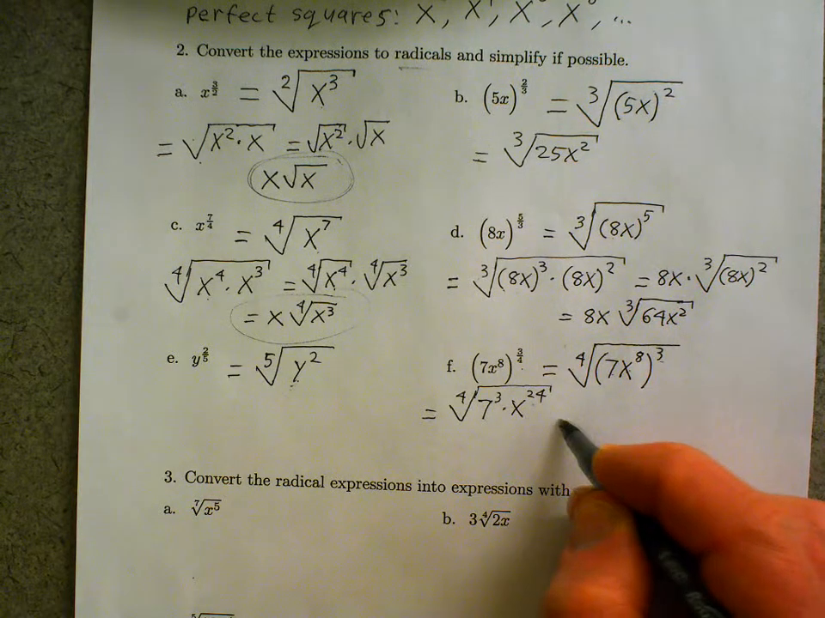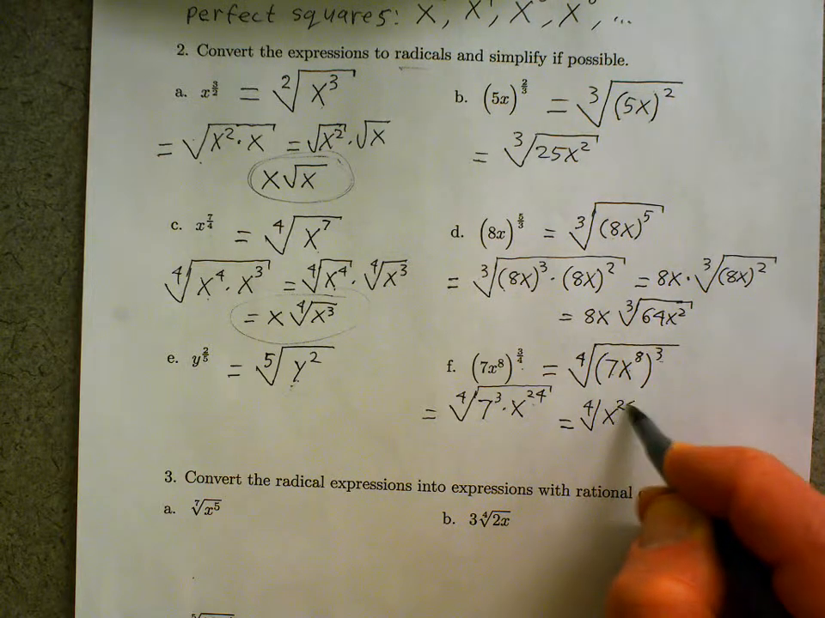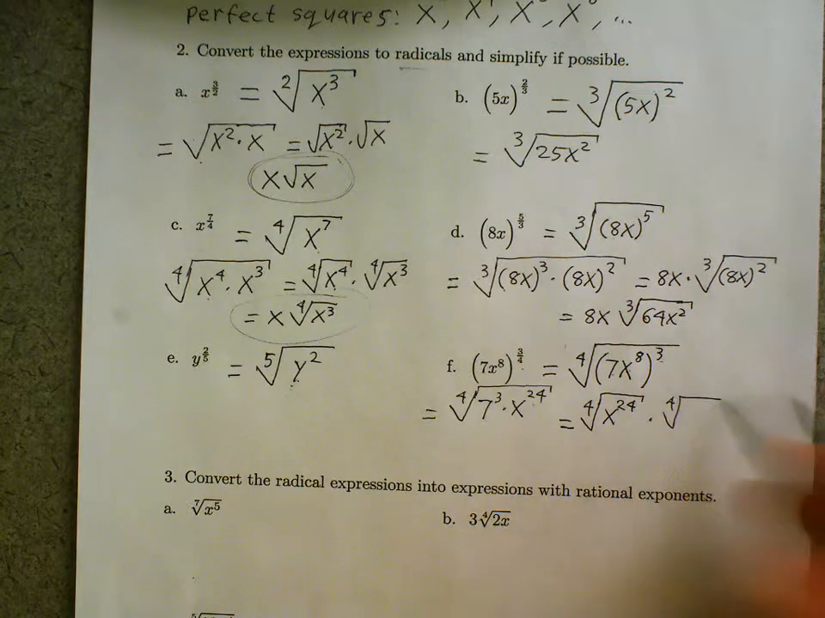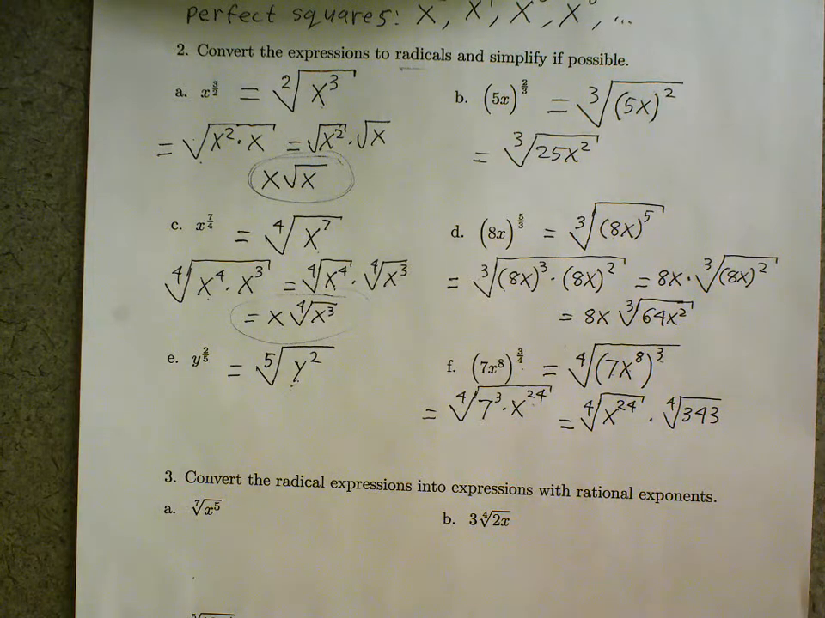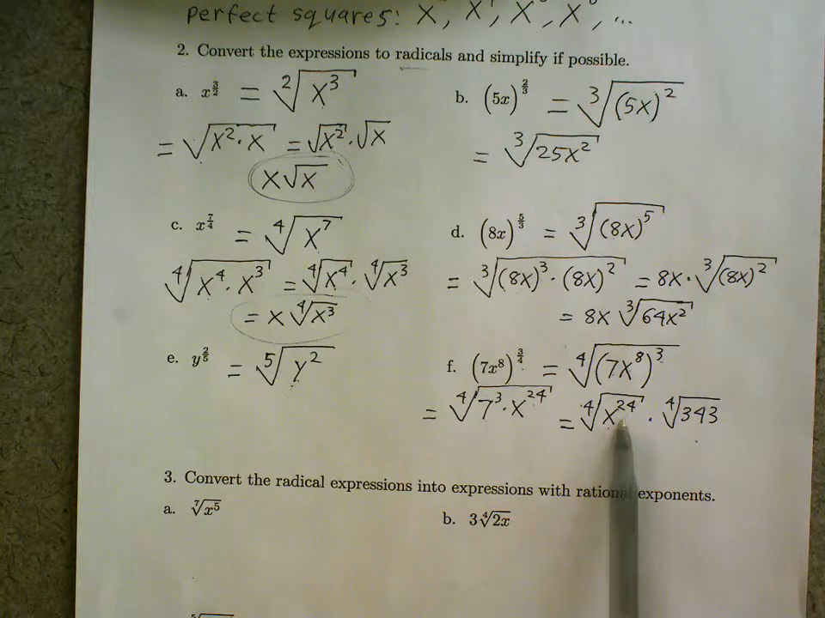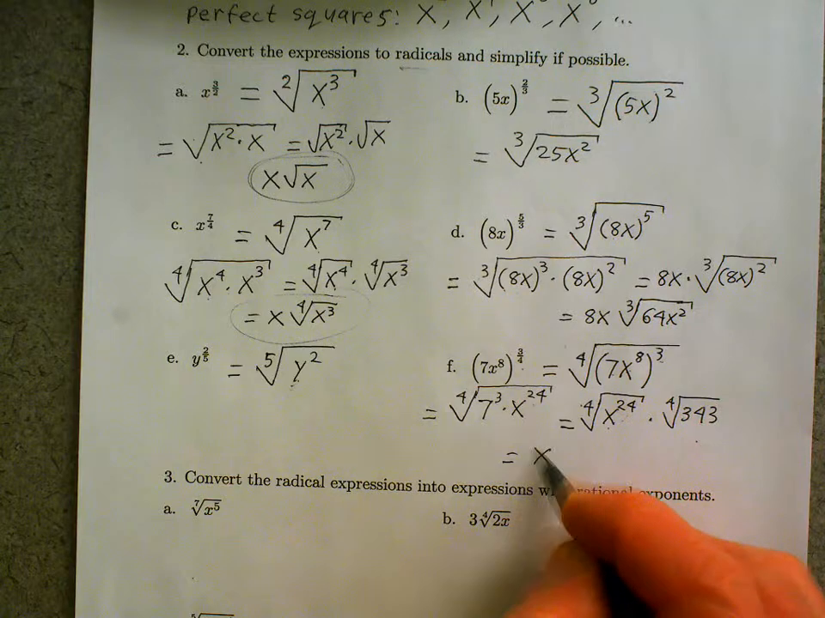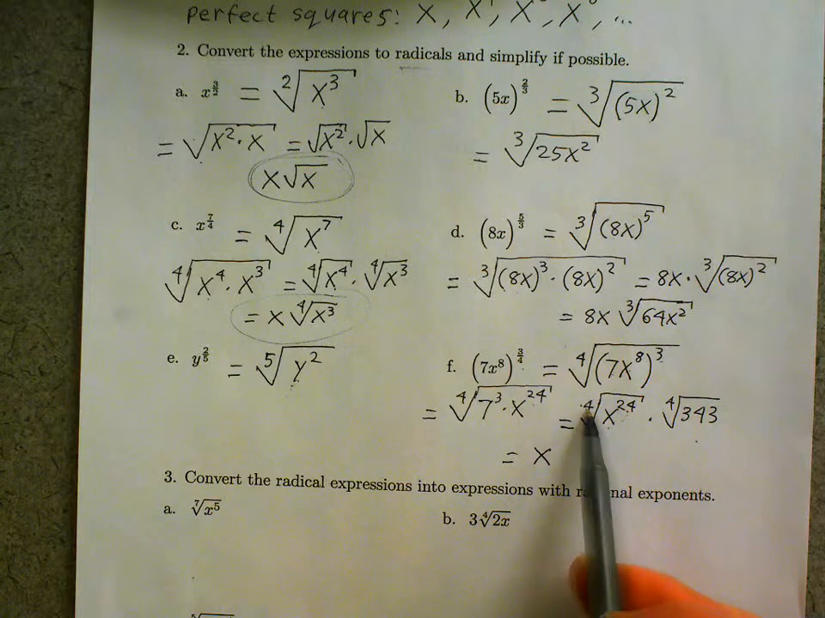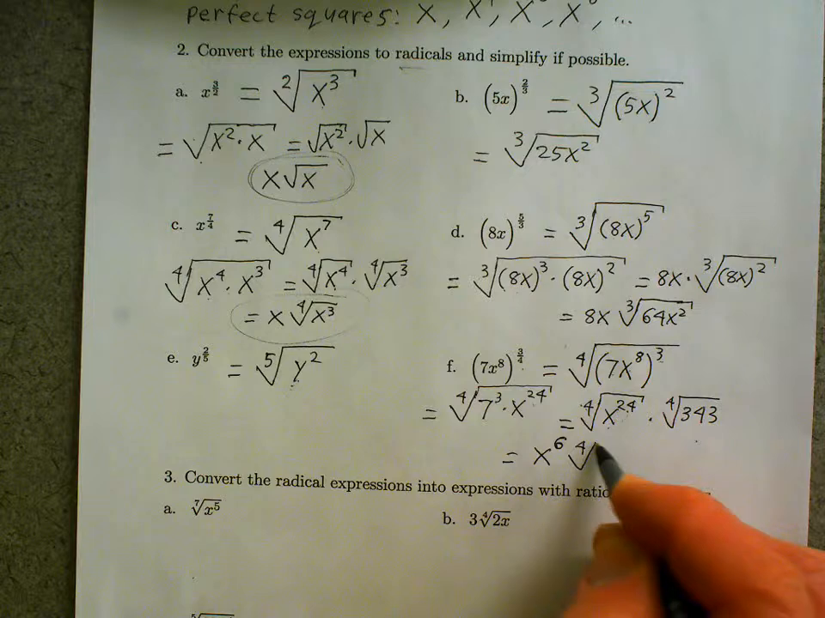So when we simplify this, I'll write the 4th root of x to the 24th multiplied by the 4th root of 343, because 7 to the 3rd is 343. And then the 4th root of x to the 24th is equal to x to the 24 divided by the index 4. 24 divided by 4 is 6. So we get x to the 6th times the 4th root of 343.